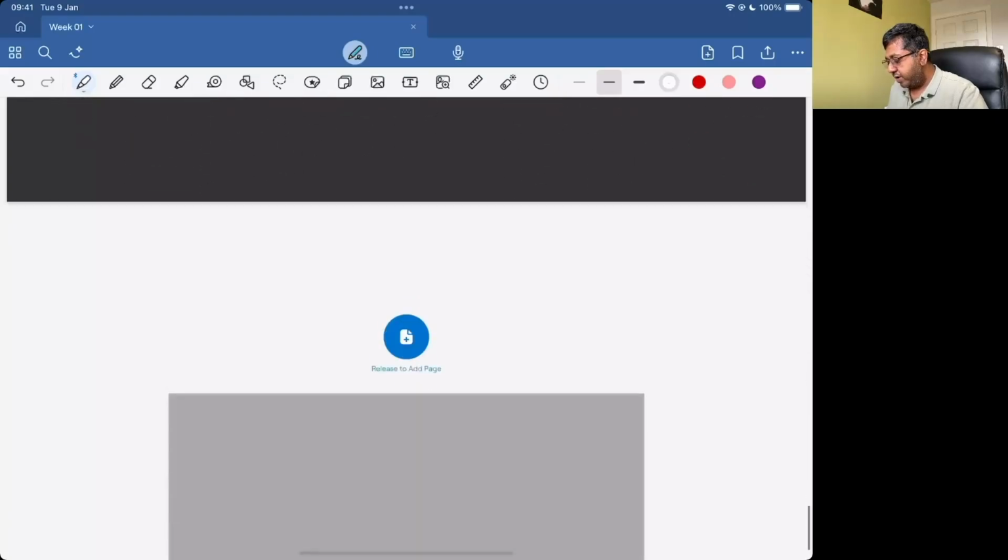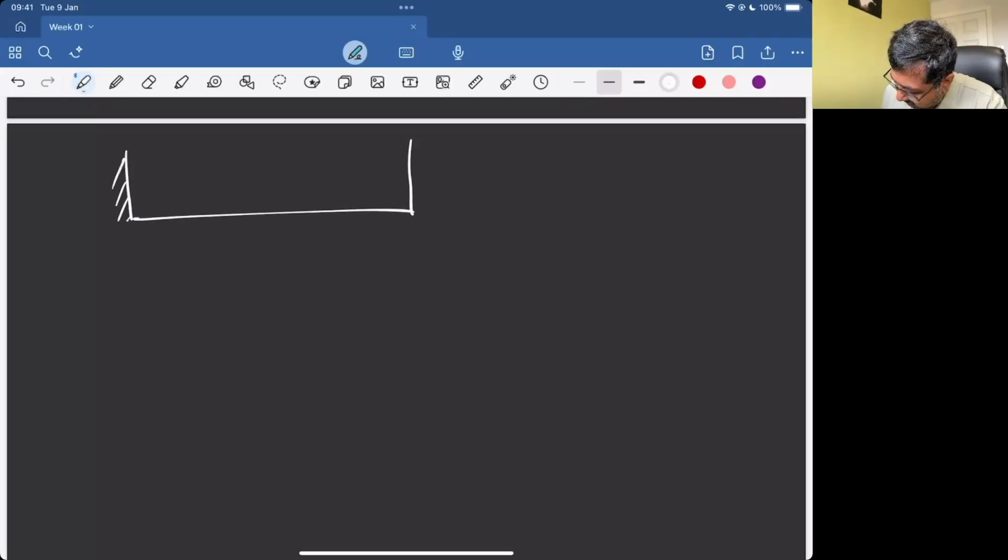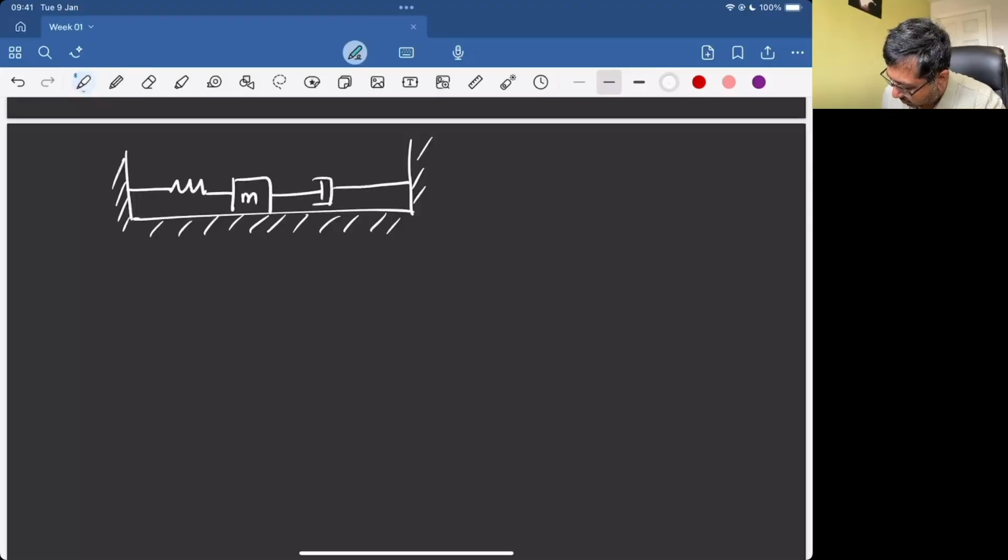Okay. So before we dig deep into it, let's try to recap some of the concepts. If you remember, we had defined a simple spring mass system. So we had a spring, a mass, and a damper. We said this is our mass, this is our spring, and then we have some kind of a damper. We assume that the surface is frictionless.